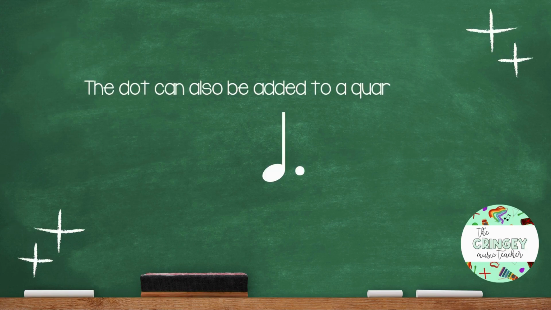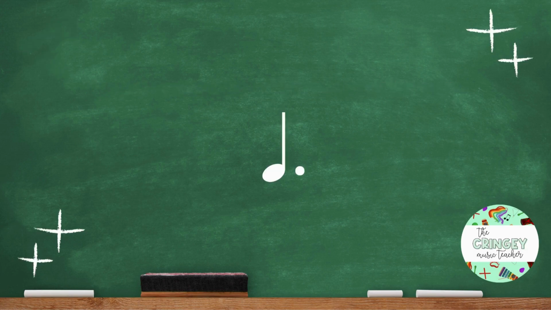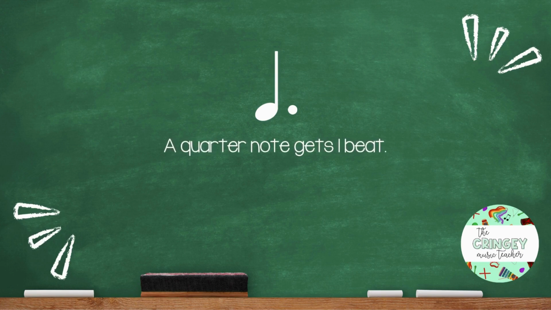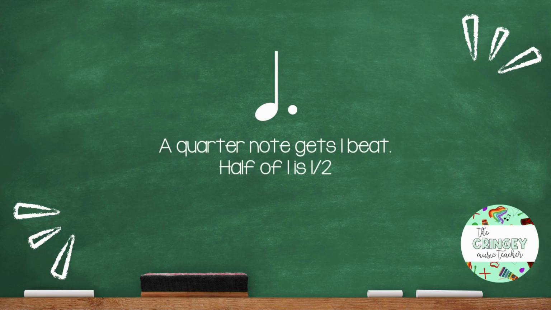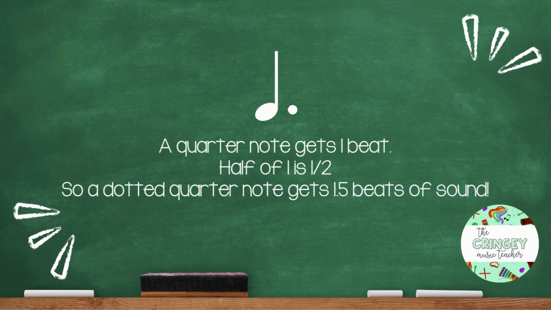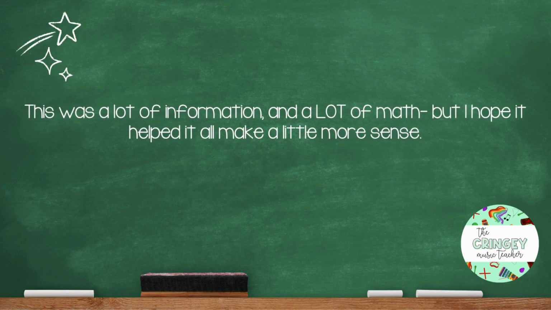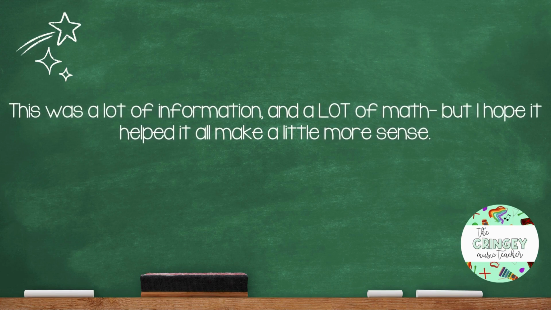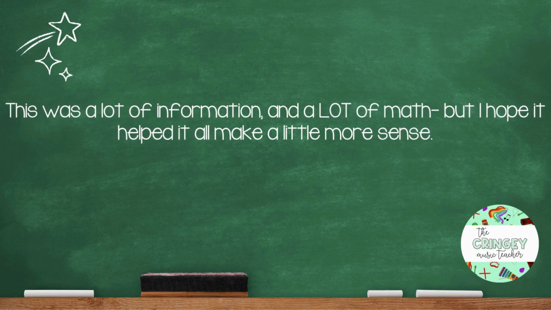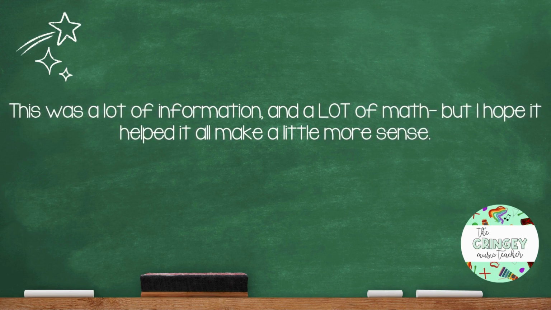The dot can also be added to a quarter note. A quarter note gets 1 beat. Half of 1 is a half. So a dotted quarter note gets 1.5 beats of sound. This was a lot of information and a lot of math, but I hoped it helped it all make a little more sense.